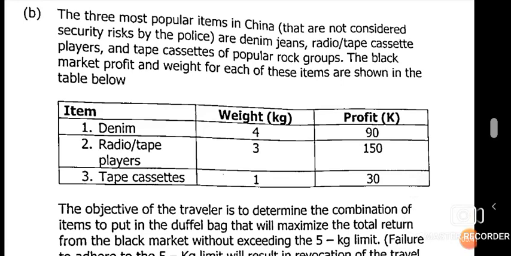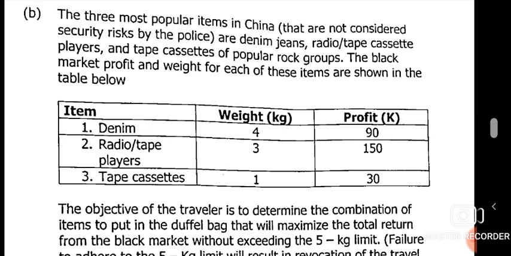Let's read this question. The 3 most popular items in China that are not considered security risks by the police are denim jeans, radio cassette players, and tape cassettes of popular rock groups. The black market profits and weights for each of these items are shown in the table below. So you have your table, right? Weights of particular items, and then their profits.